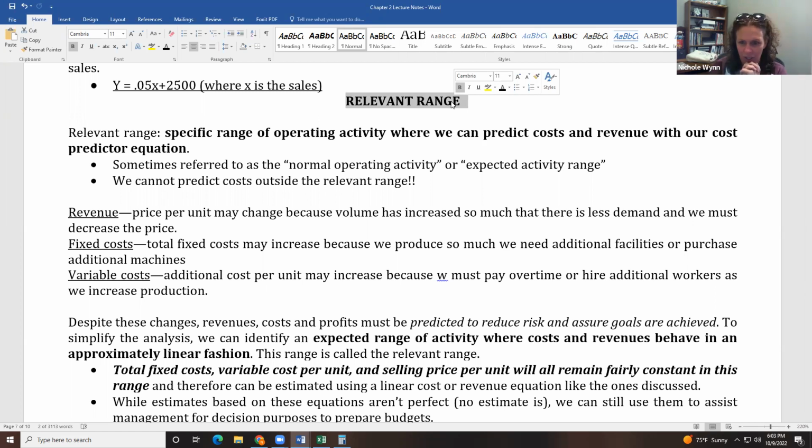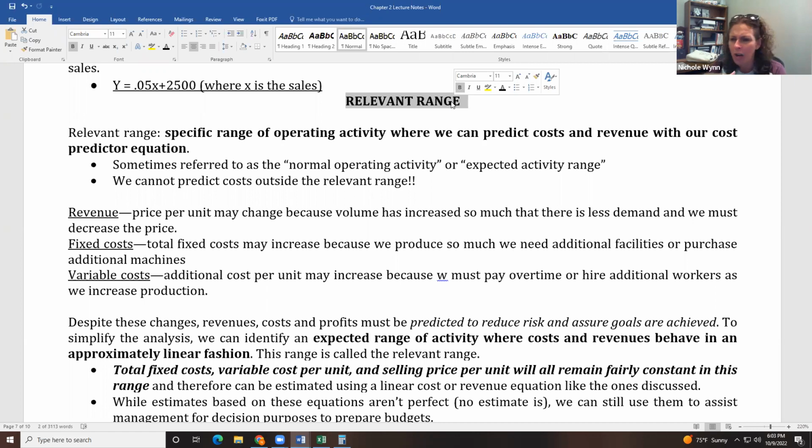When I say your costs are going to behave normally, what that means is you're going to be able to estimate what your variable cost per unit is and what your fixed cost is. So if we normally make 2,000 bikes a month, then we can say our fixed costs are a certain dollar amount, and our variable cost per unit is another. If we normally make 2,000 bikes a month, then I can estimate my costs within that relevant range.